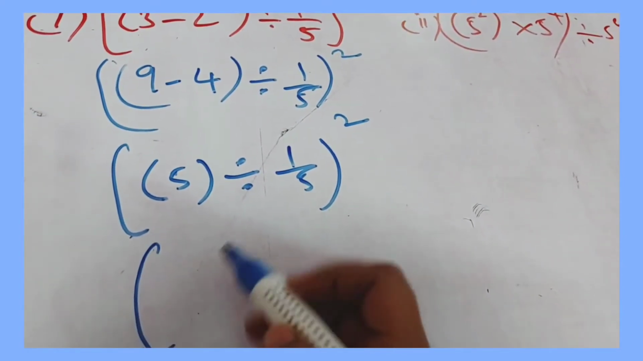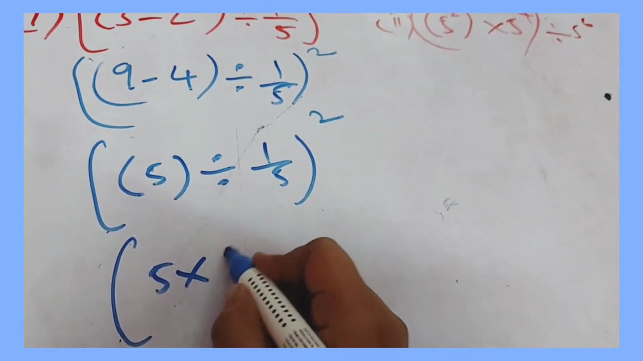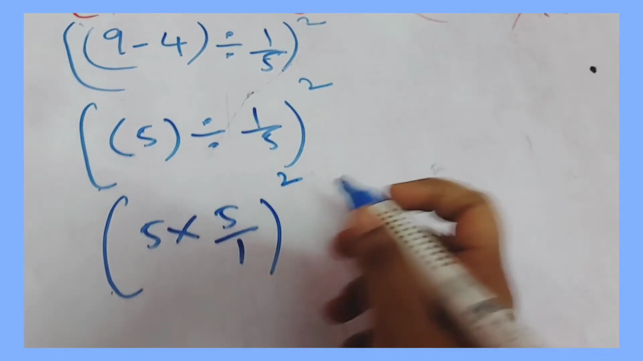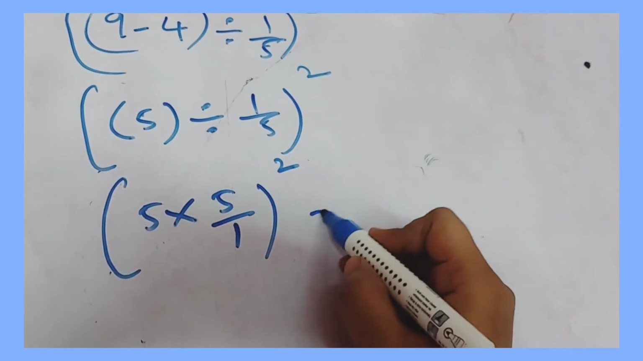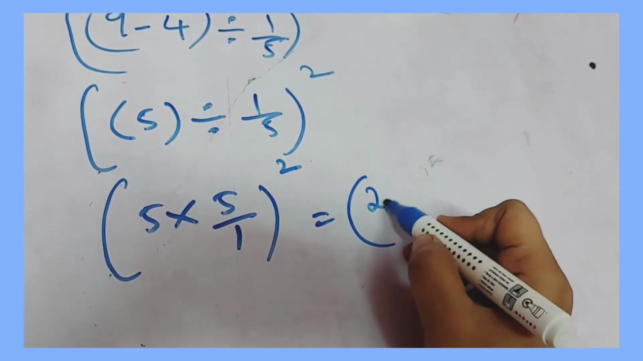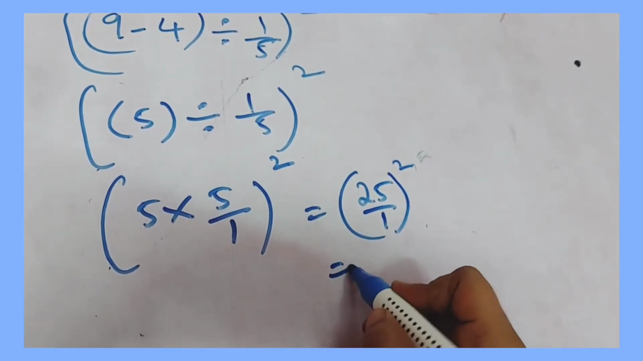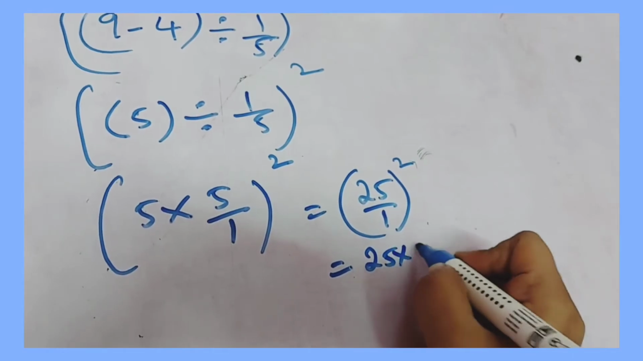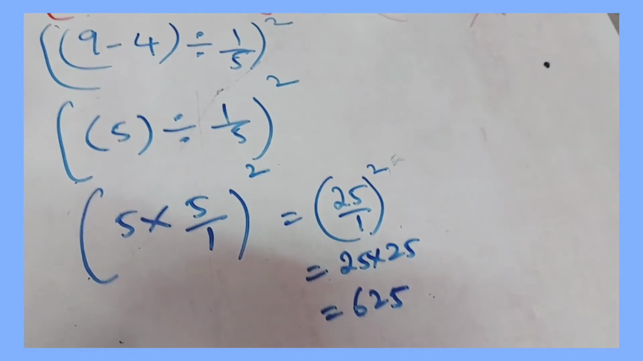5 divided by 1 by 5 means what you have to do: 5 into, again you have to take the reciprocal here, 5 by 1. Then the whole square. It is 5 5s are 25, 25 by 1 whole square, it is 25 whole square only. If you do 25 into 25, what will be the answer? 625. So the answer here is 625.